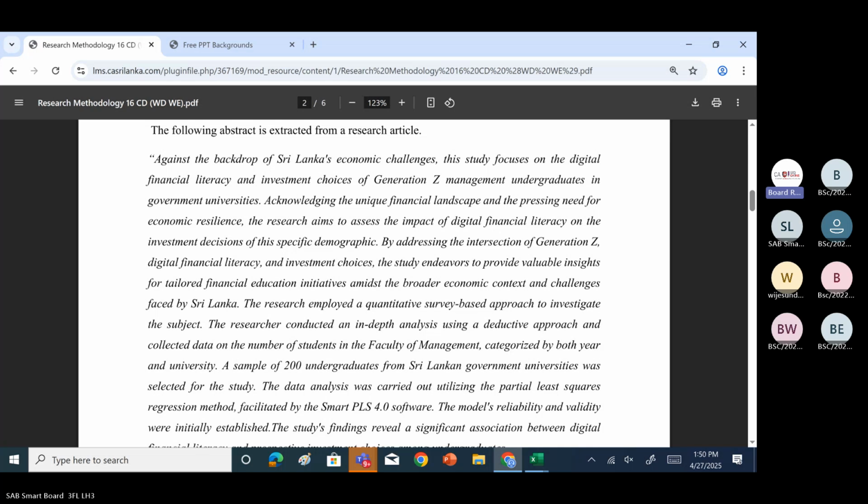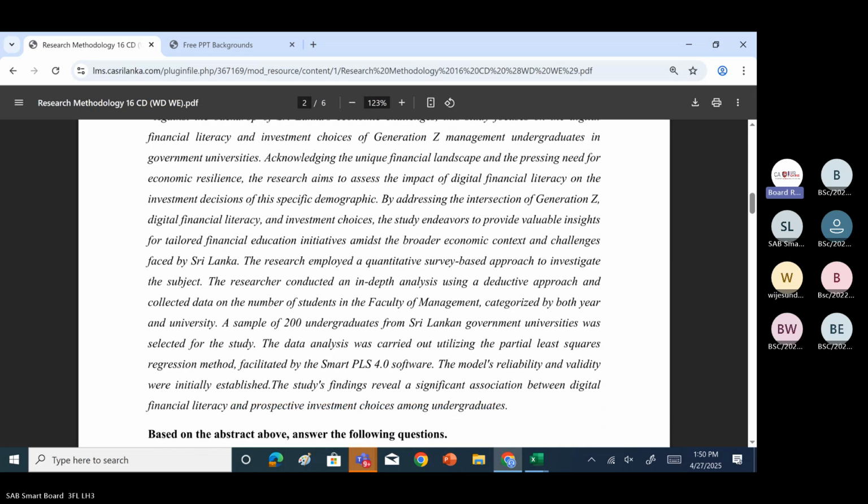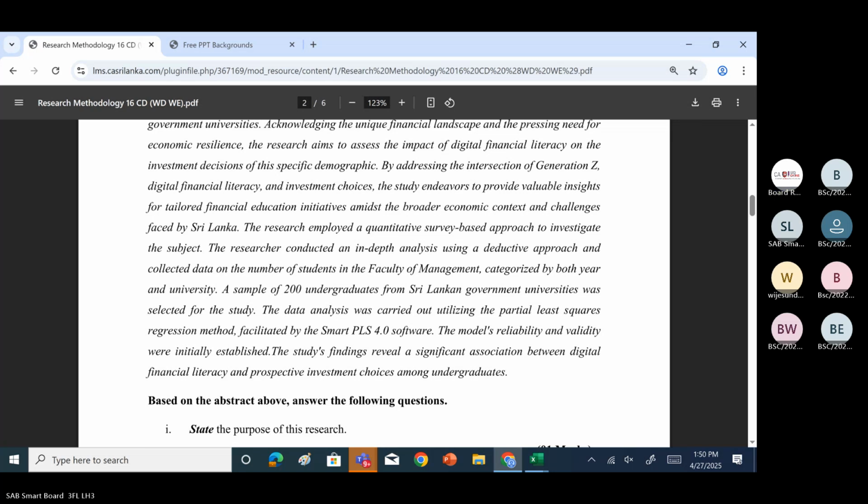So normally we are taking the background sentence. First sentence is regarding the background, and then from the second sentence onwards, you need to directly provide your research objective. Right? Then you can add 2 or 3 sentences to highlight the specialty of this research. Right? So faced by Sri Lanka, up to now, this is what they have discussed regarding the practical evidence as well. The research employed a quantitative survey-based approach to investigate.